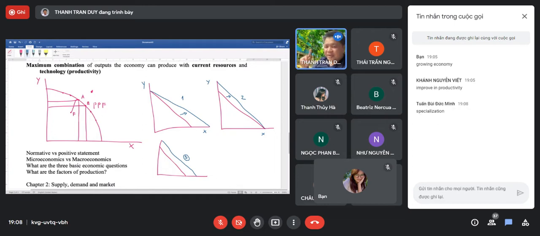You are correct. Specialization is not the reason. Specialization just simply gives us some point on the curve, but cannot shift the whole curve. Technological advance, yes, but if technological advance is in both products, it will be like this.